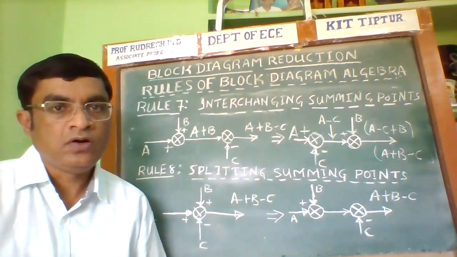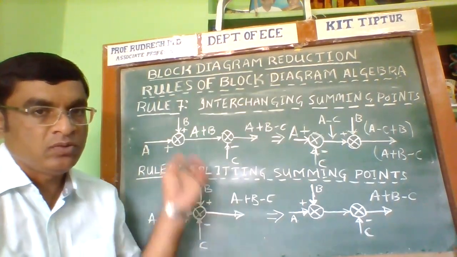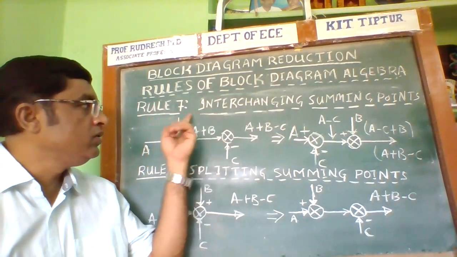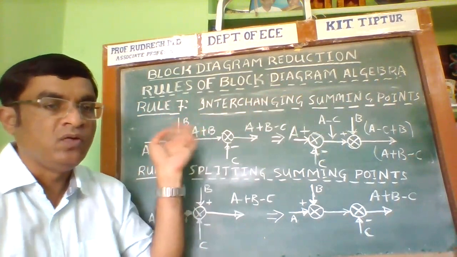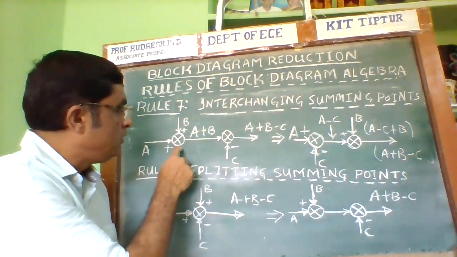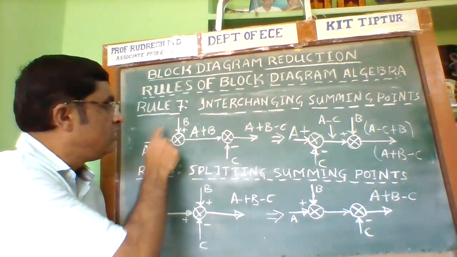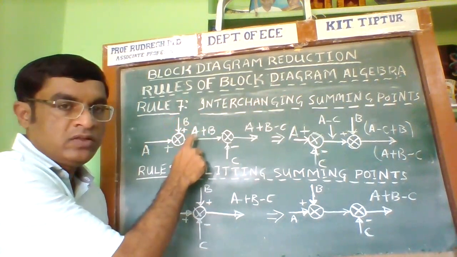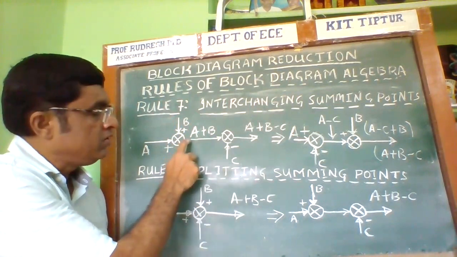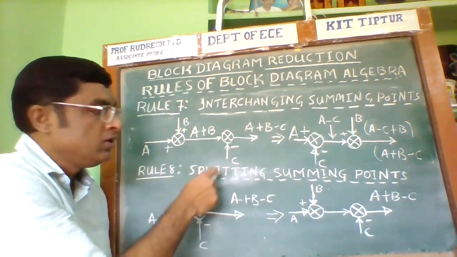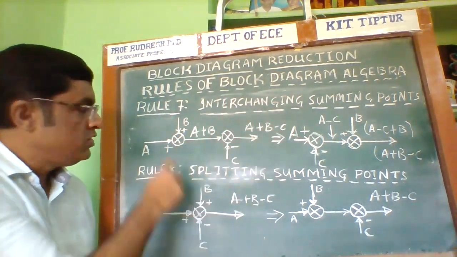The next rule of block diagram algebra is rule 7. Rule 7 states interchanging the summing points. Now these are the two summing points. They are used to add the A signal and B signal, and the result is output equal to A plus B. C is the signal we need to subtract from A plus B. Now this is the output, and this is the input.